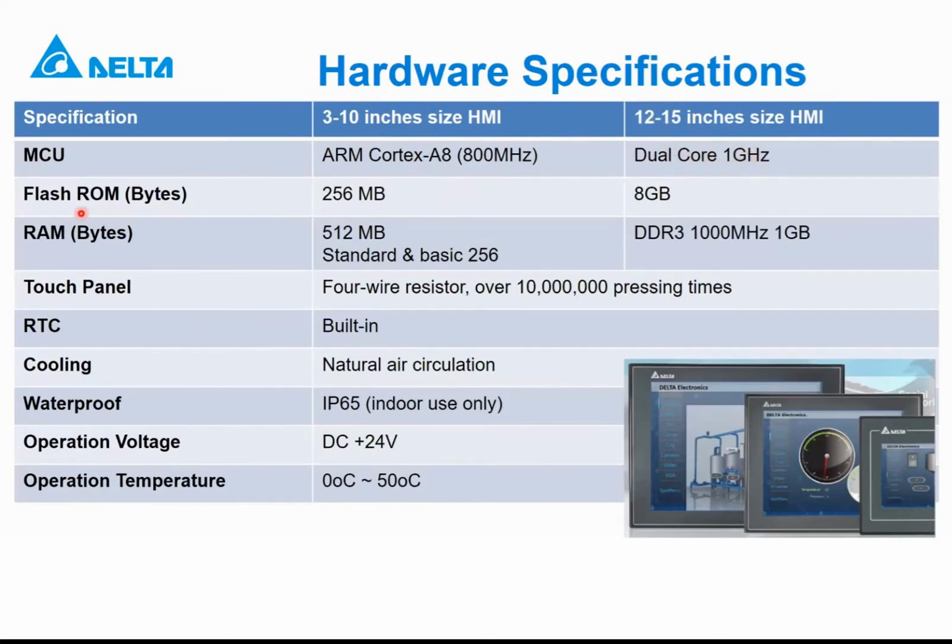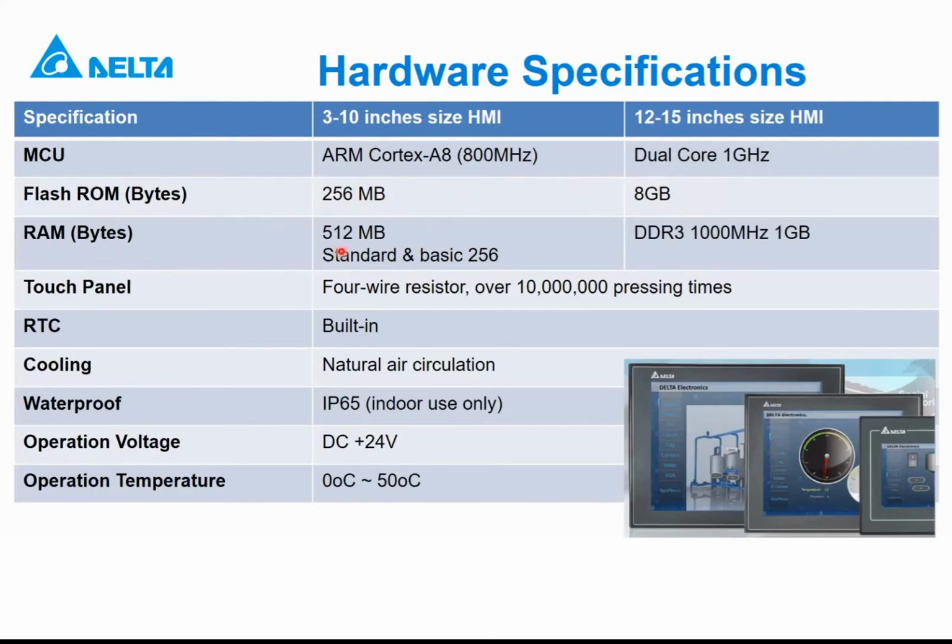And also the flash ROM, the memory size. If you are writing the program of your machine, this is where the program is saved. The size for 3 to 10 inch is 256 megabytes. It's big, but it's quite small compared to the 12 to 15 inch, which is 8 gigabytes. This is quite big. So it means you can really have a lot of screens, unlimited screens, compared to the 3 to 10 inch that has just 256 megabytes.